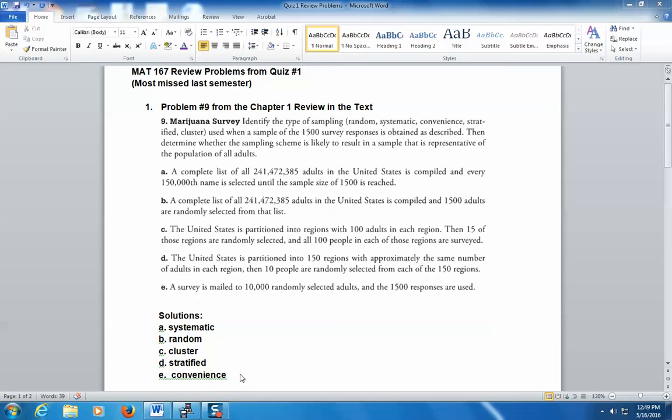All right, I hope that helps understand the difference between these 5 different types of sampling strategies.